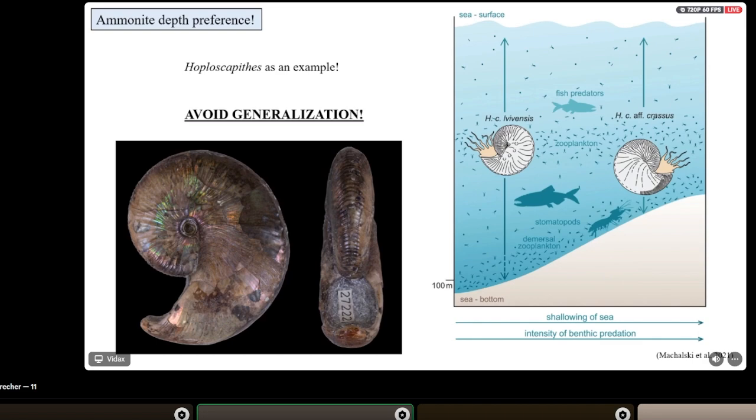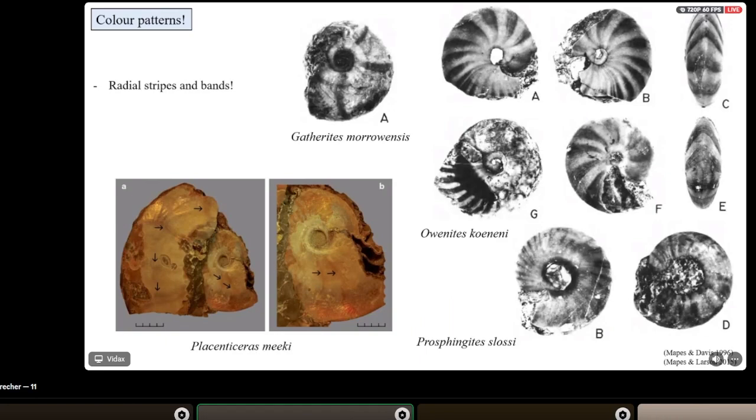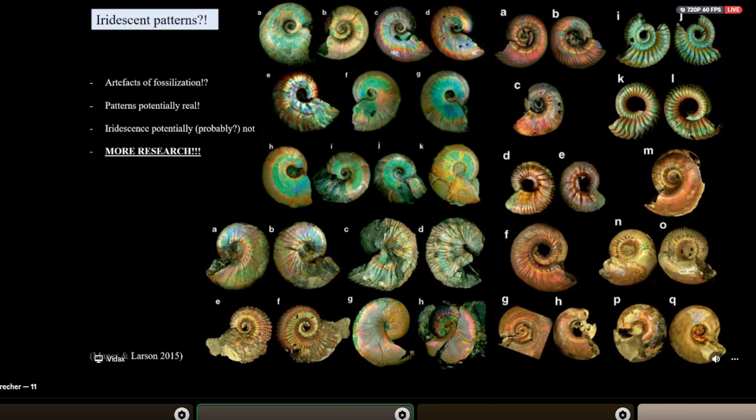One of the coolest things that you would not expect from ammonites is that they sometimes have color patterns preserved. We have longitudinal stripes, in the direction of the coiling, preserved for multiple taxa. We also have radial stripes that look like this, preserved. And I think we even have dots, but I couldn't find an example of this. We even have them preserved in iridescent color.